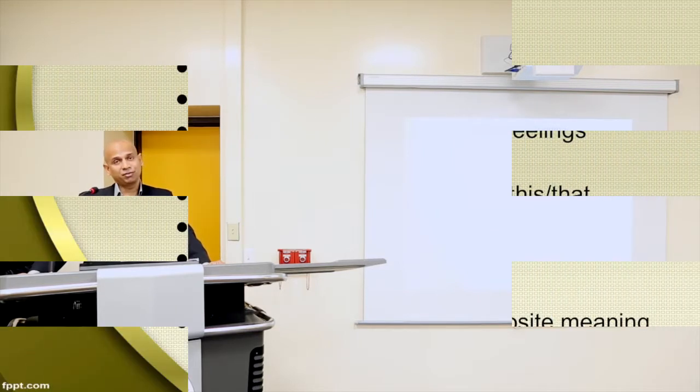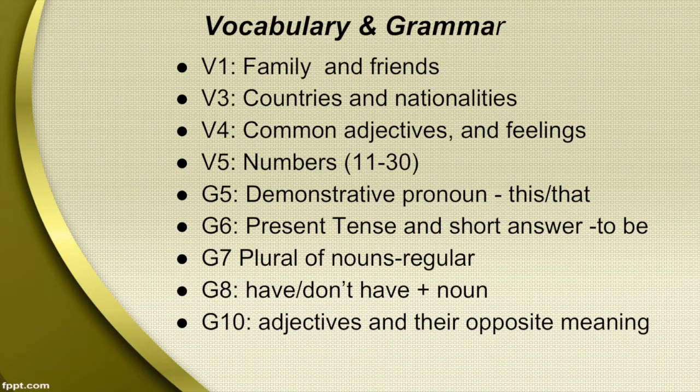We'll talk about family and friends, countries and nationalities, common adjectives and feelings, numbers from 11 to 30, demonstrative pronouns like this, that, these, and those, the present tense and short answers to be for is and are, plurals of regular nouns, use of I have, I don't have, plus noun, and adjectives and their opposite meanings.